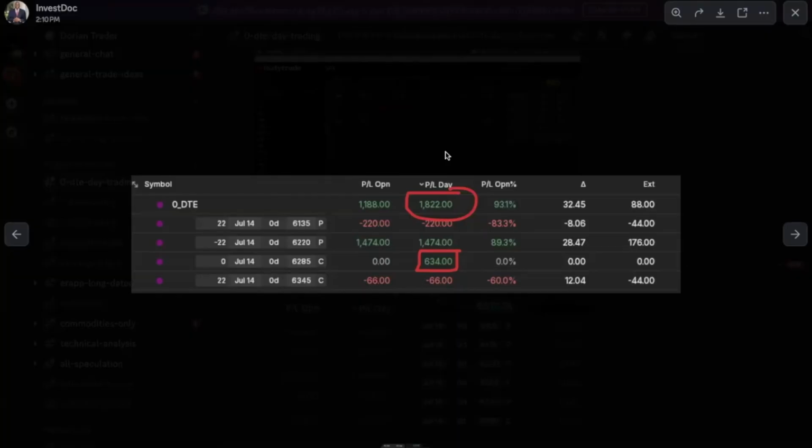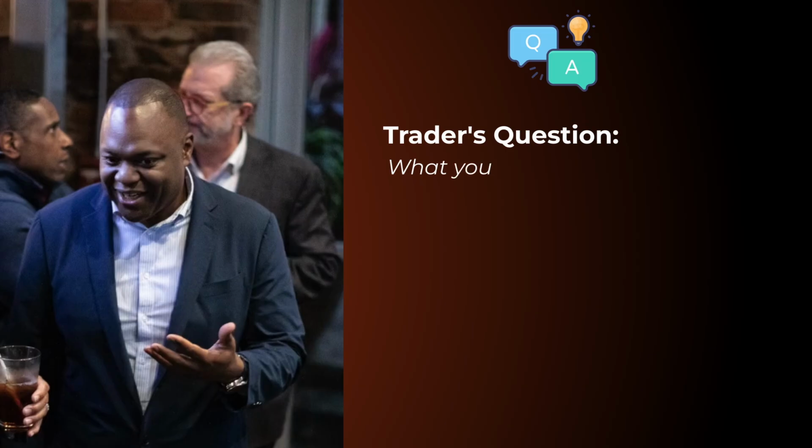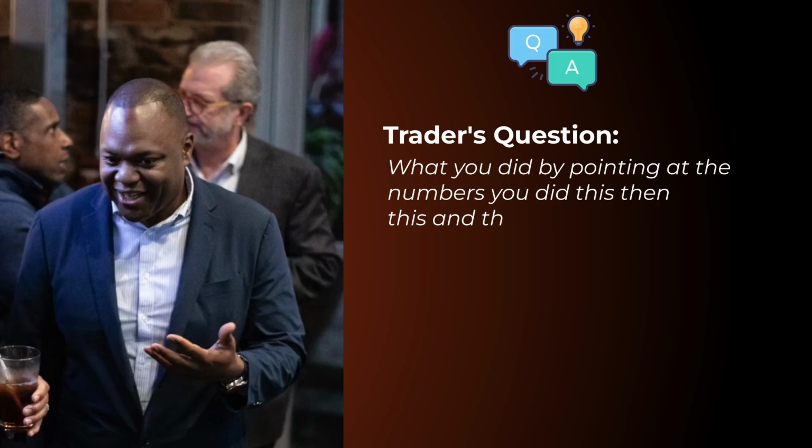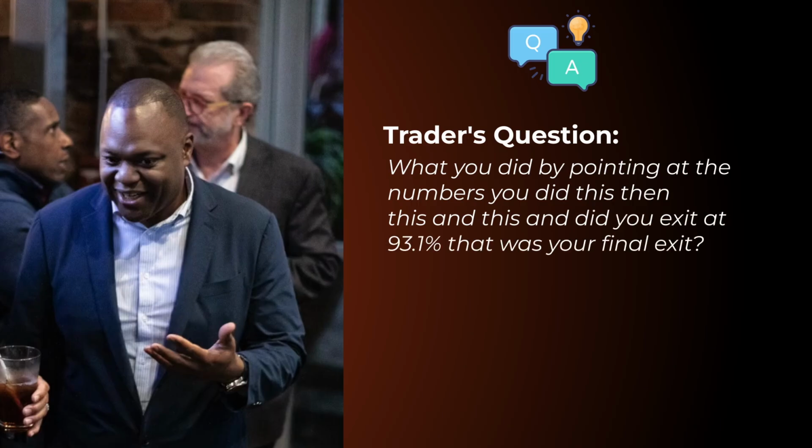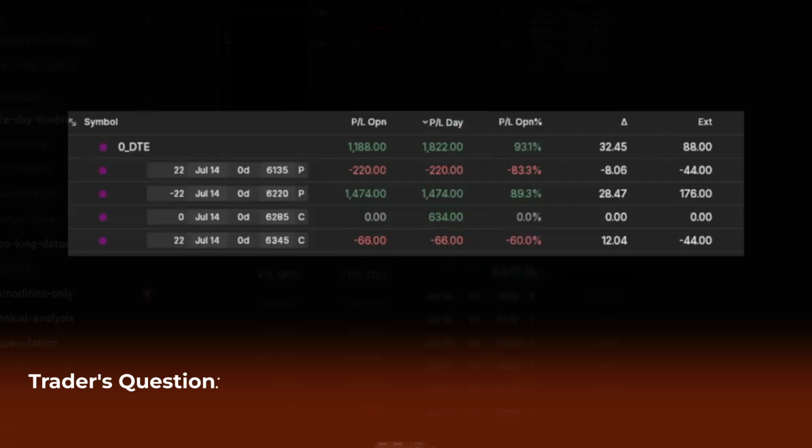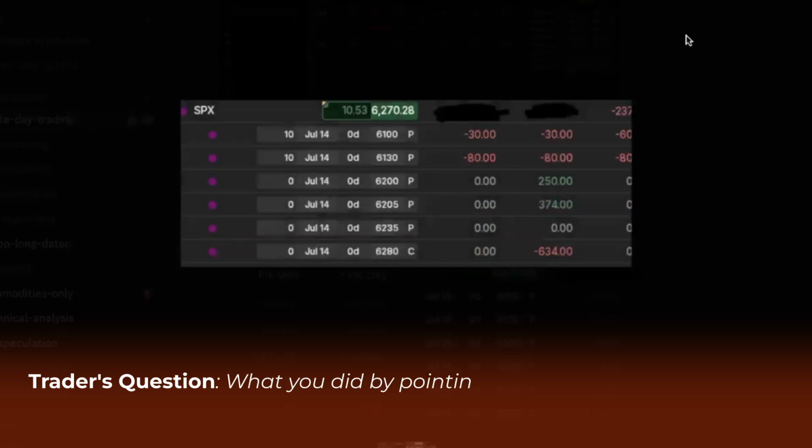So, can you just show me what you did by pointing at the numbers? I did this, then this, then this. And did you exit at 93.1%? That was your final exit. Yes. So then I can point for you, because Dr. Meadows is not showing his screen right now. Yeah, that would be great.